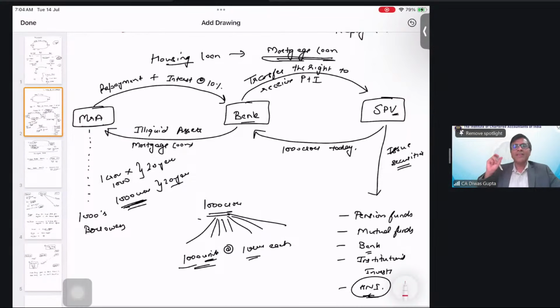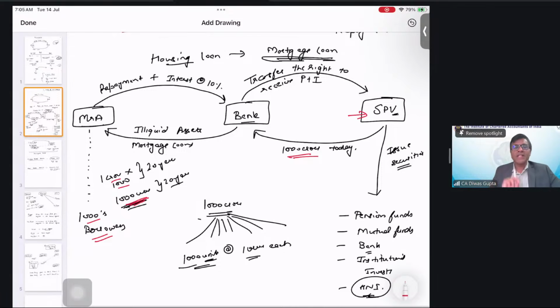Now, how in effect do these transactions take place? Because the bank has already given loans to thousands of borrowers, right? So it will collectively take them as one kitty. The bank will see all of them as illiquid assets, mortgage loans. Why are we calling them mortgage loans? Because for home loans, a mortgage is created against the asset, that is the property. So the collective amount of these thousands of borrowers will be taken and sold to an SPV, a special purpose vehicle, which is floated to accept these illiquid assets in the form of loans and pay the 1,000 crore today to the bank.